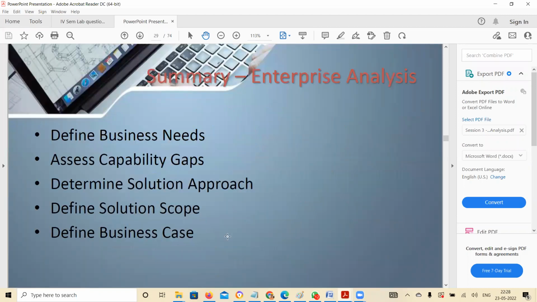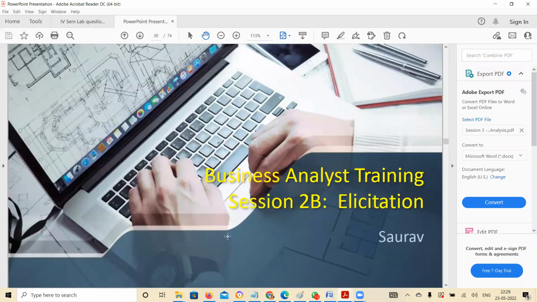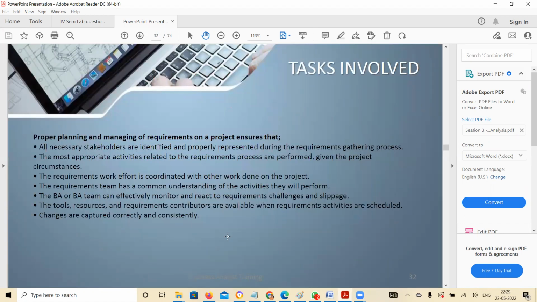Okay. So these are the different sections in the enterprise analysis. We discussed the business need, assess the gap, determine the solution approach, define the solution scope, and finally the business case. With that, we finish the enterprise analysis. Next comes elicitation. What is elicitation?